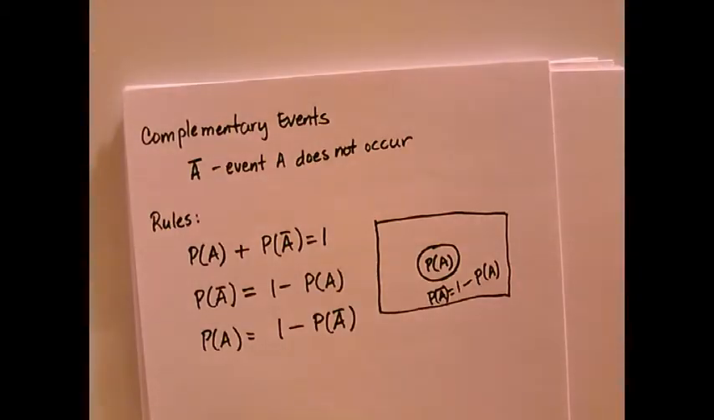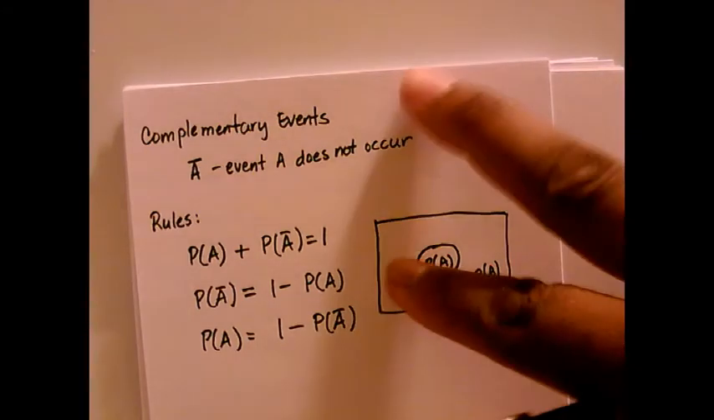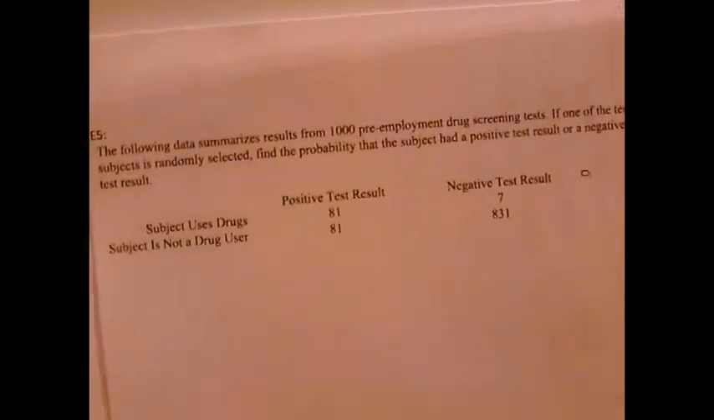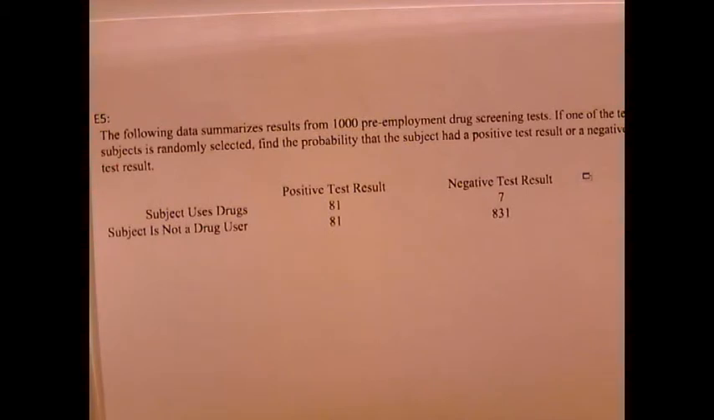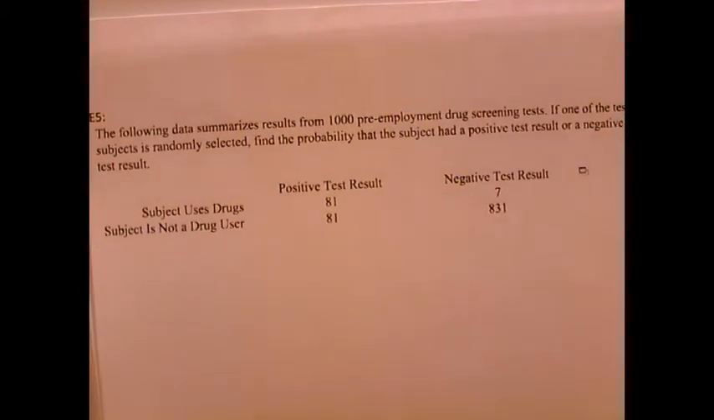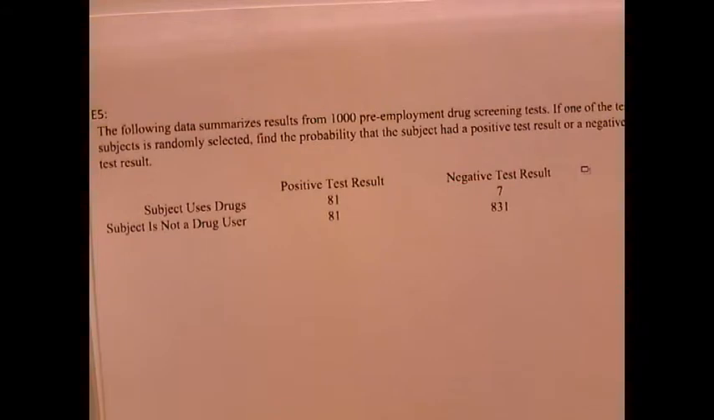Alright, now let's look at some examples that deal with the formal addition rule. Alright, in this case, this first one is this. The following data summarizes results from 1,000 pre-employment drug screening tests. If one of the test subjects is randomly selected, find the probability that the subject had a positive test result or a negative test result.